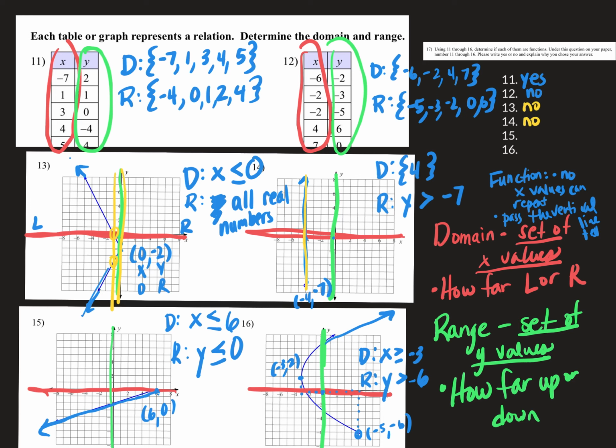Number 15, would this pass the vertical line test? Every yellow line that I'm drawing is only going through one point on that graph. So yes, it is a function. And how about number 16? Fails. It went through that graph twice. So no, number 16 is not a function. And going on to the next slide.